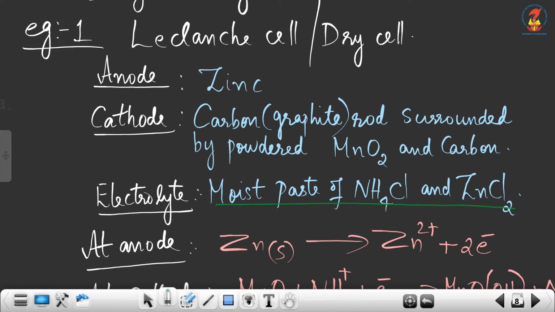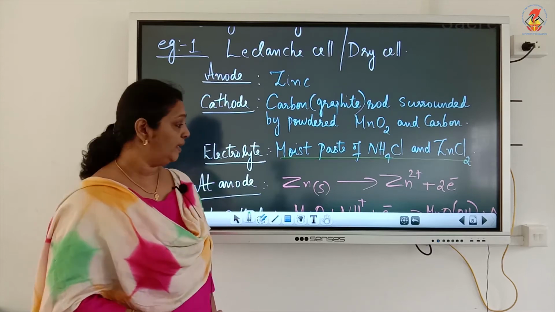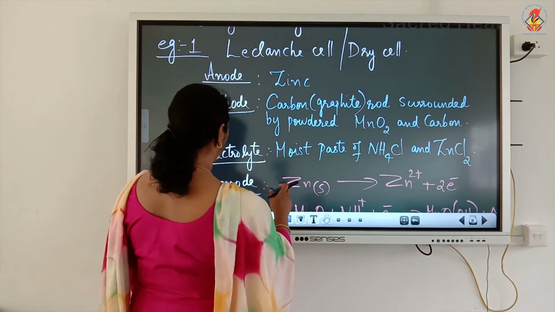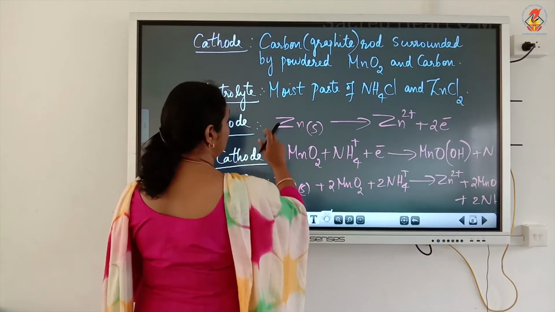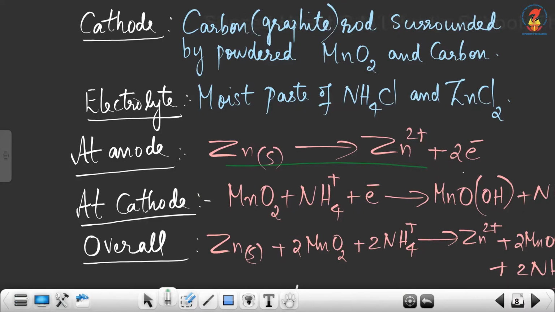Now we know that this works like an electrochemical cell. So again we have oxidation at the anode and reduction at the cathode. The anode is zinc, so the reaction at the anode is the oxidation of Zn to Zn2+. Now the reaction at the cathode. The cathode is a carbon rod surrounded by powdered MnO2 and carbon.